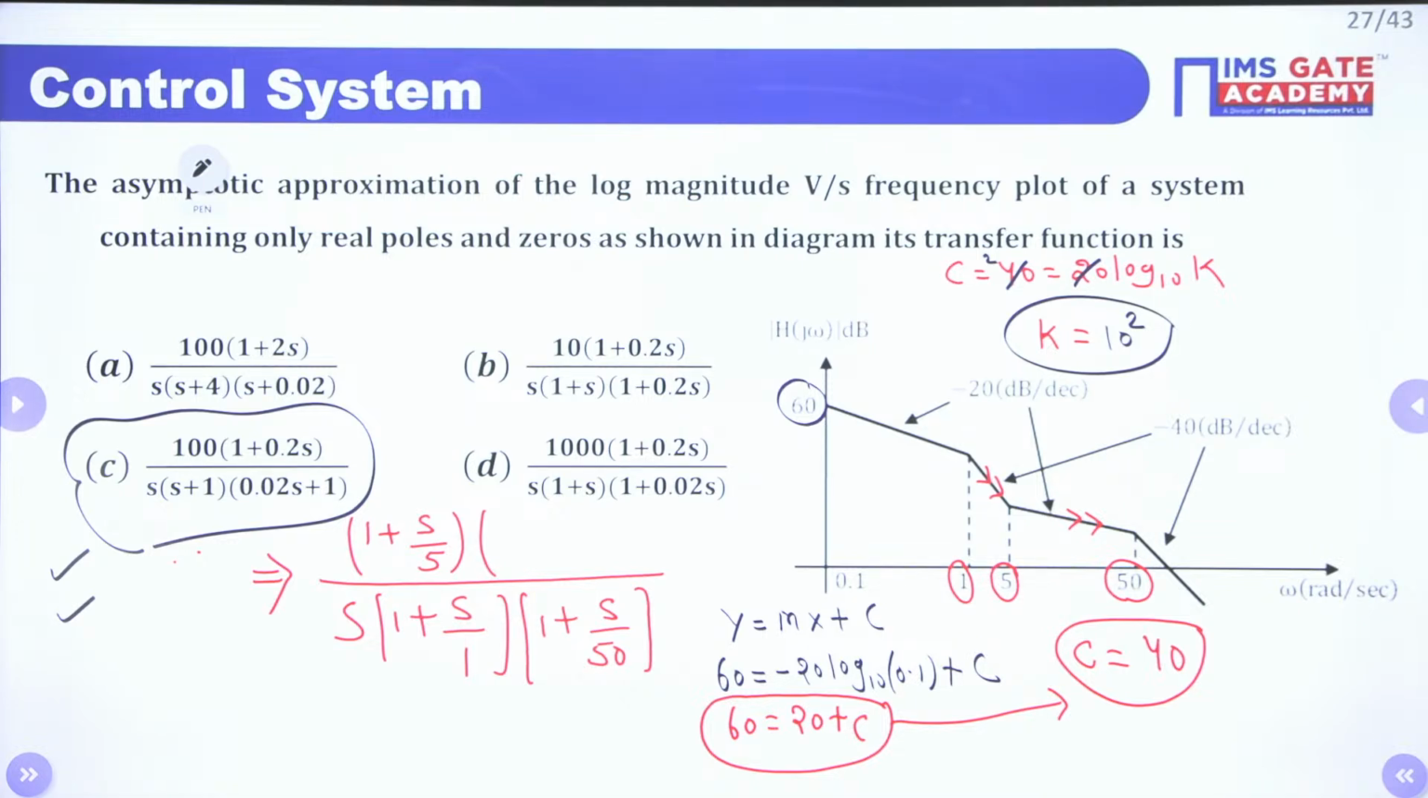Manik, clear? Okay, Manik. Very good. So, Manik, the correct answer is option C for Chennai, because 1 upon 50, 0.02, 1 plus 0.2, 100 only. Shabash. Chalo, next question is here.